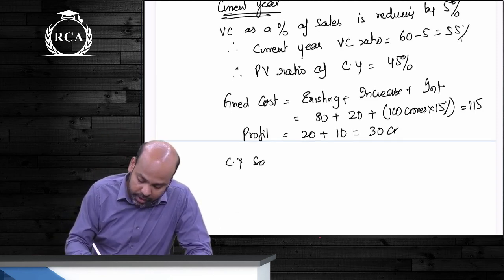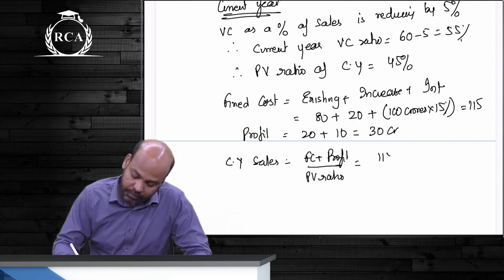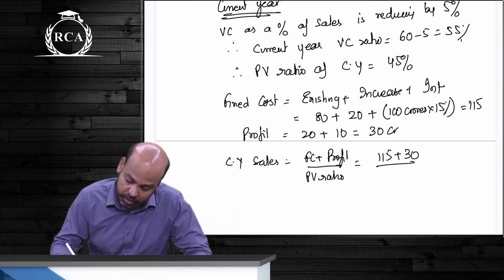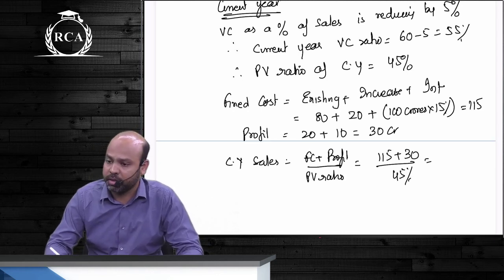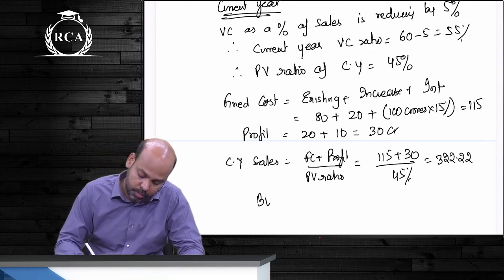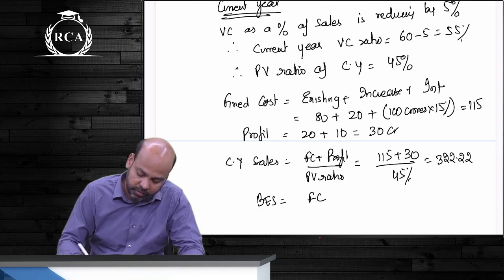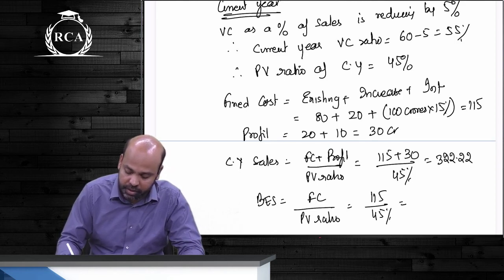So what will be current year sales, guys? Can I write fixed cost plus profit divided by PV ratio? 115 plus 30 divided by 45%. 145 by 45 कितना बोले थे बेटा? 320, 322.22. Break even sales beta will be fixed cost by PV ratio. 115 divided by 45%.